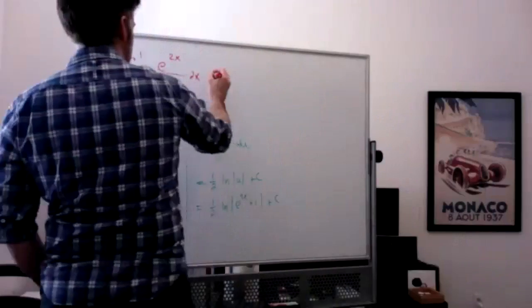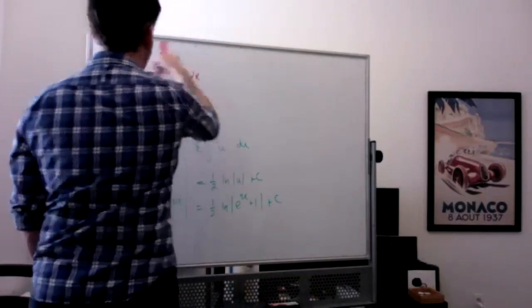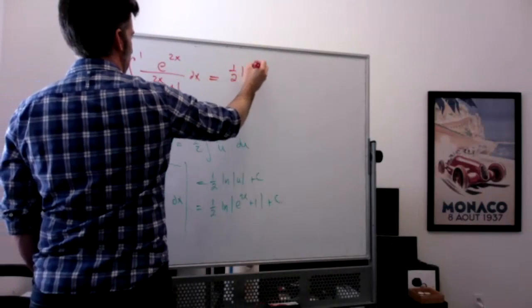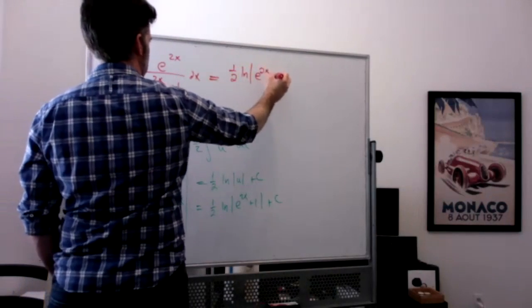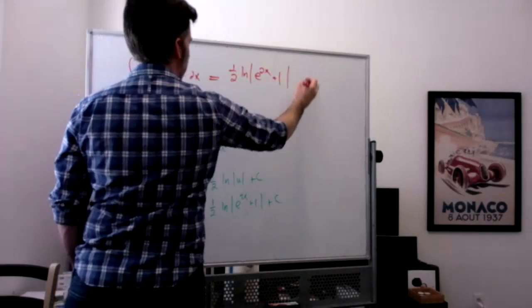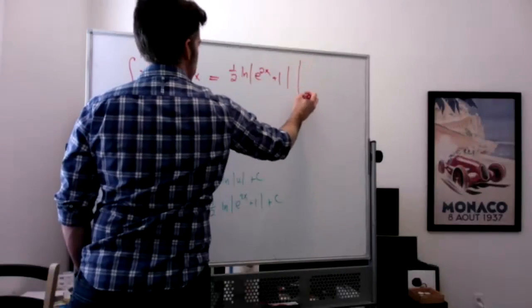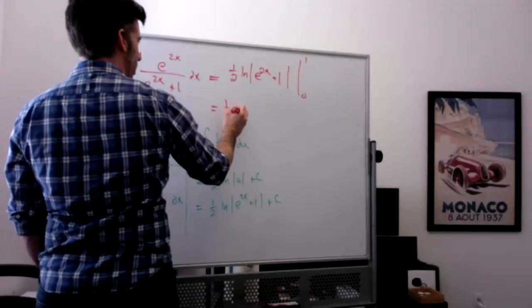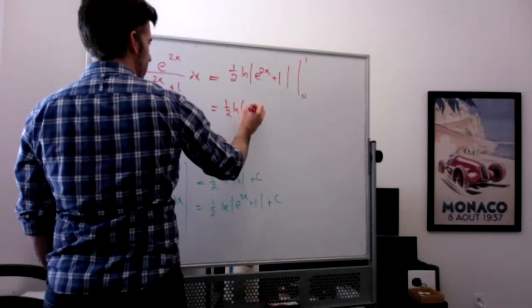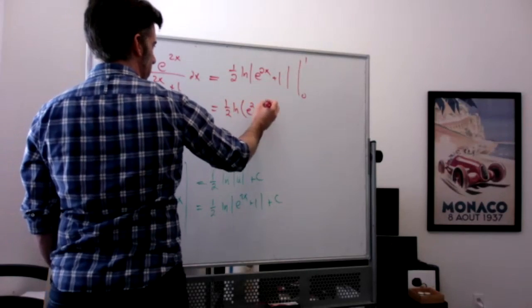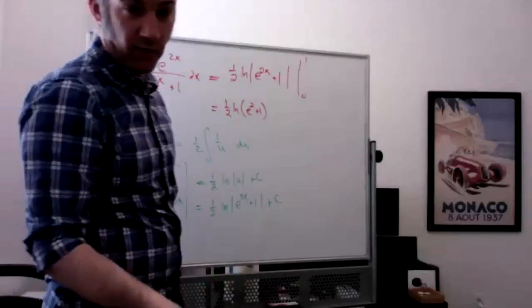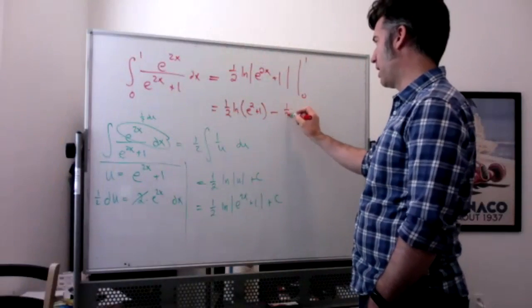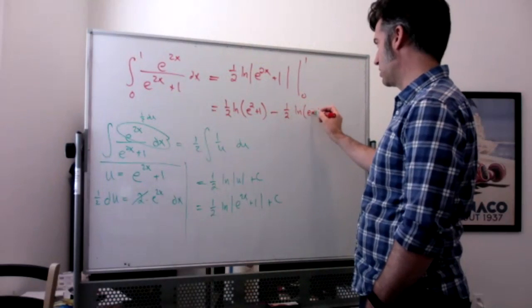So then I know how to integrate this. The integral of this is 1/2 the natural log of the absolute value of e to the 2x plus 1 from 0 to 1. Then I plug in the 1, I get 1/2 natural log of e squared plus 1, just plugging in 1 for x. Minus, I'm going to plug in 0, and we get 1/2 natural log of e to the 0 plus 1.